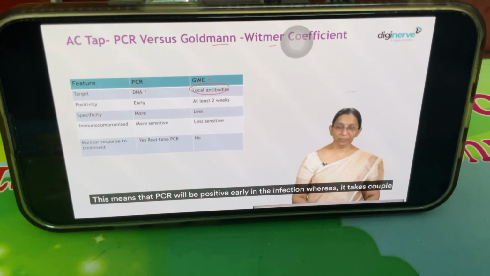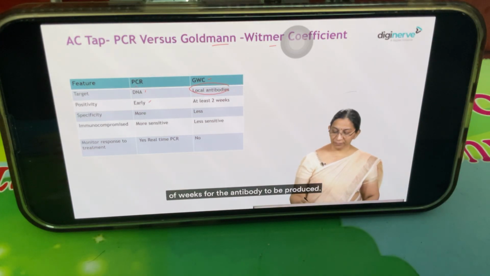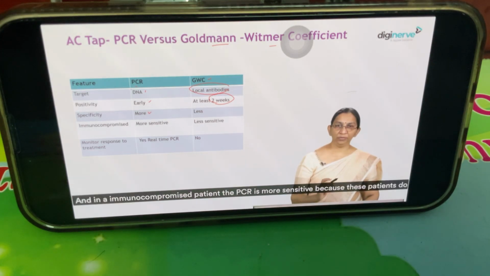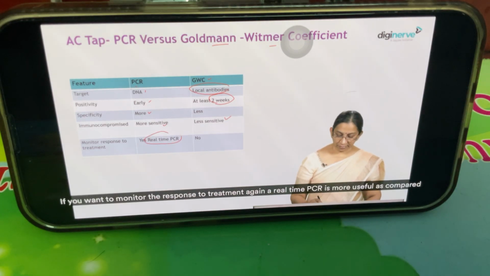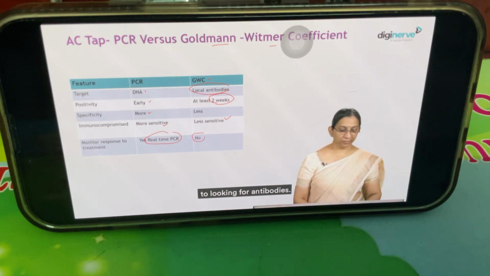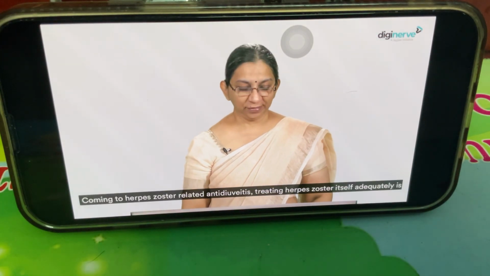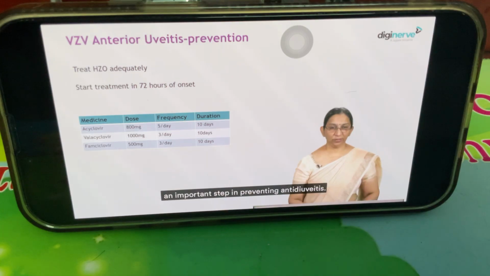This means that PCR will be positive early in the infection, whereas it takes a couple of weeks for the antibody to be produced. Also, the specificity is more in case of PCR. And in an immunocompromised patient, the PCR is more sensitive because these patients do not produce antibodies very readily. If you want to monitor the response to treatment, again, a real-time PCR is more useful as compared to looking for antibodies.